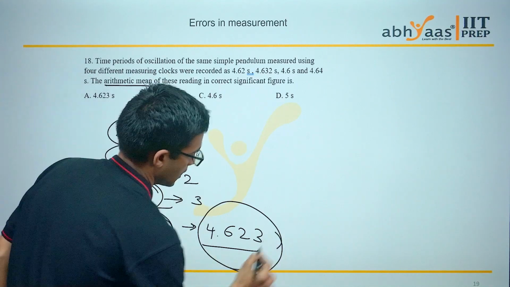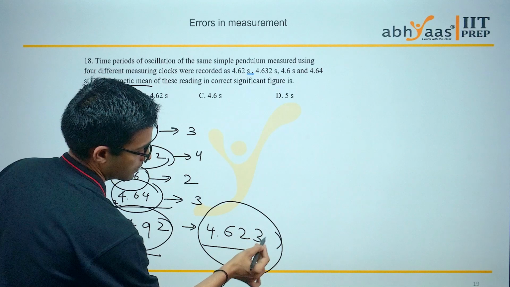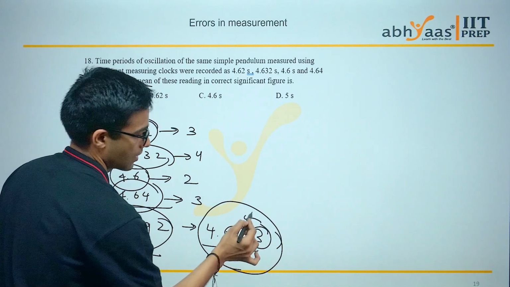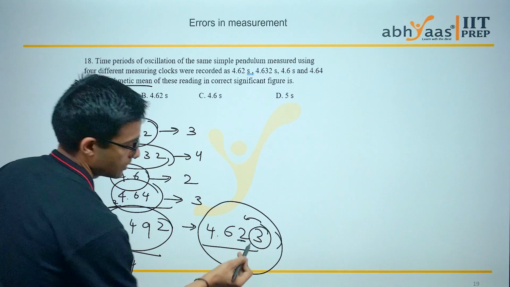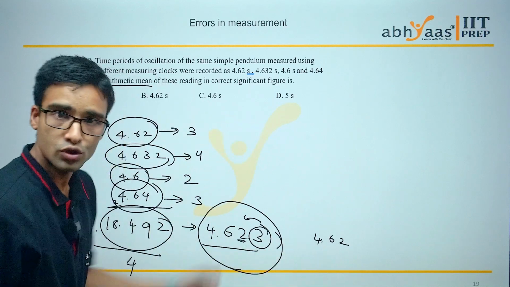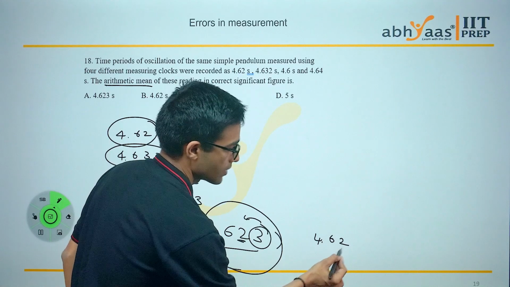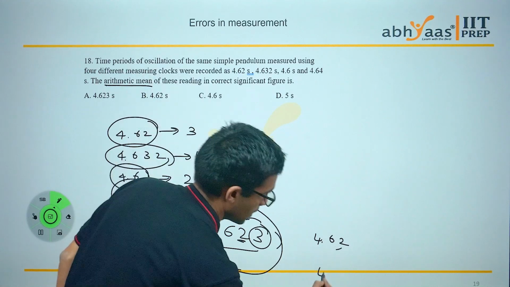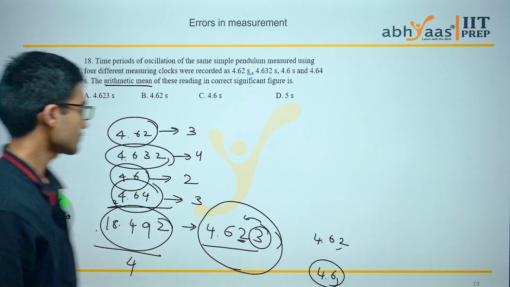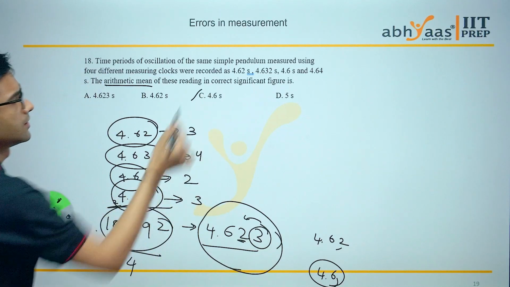So if you see here, 3 is there. 3 is less than 5, so there is no addition here. 2 is there, that means 4.62 it will become. 2 is also less than 5, that means no addition to the previous one. What is the remainder? 4.6. What is the value? 4.6. So where is the answer? C is the option.